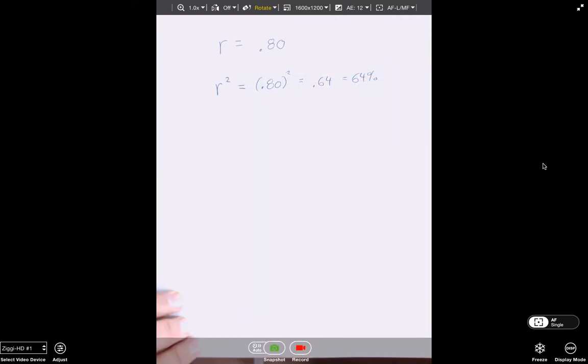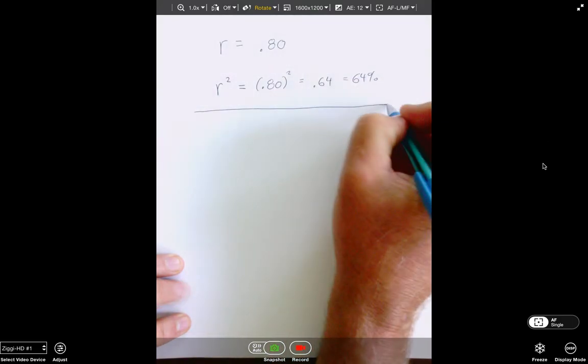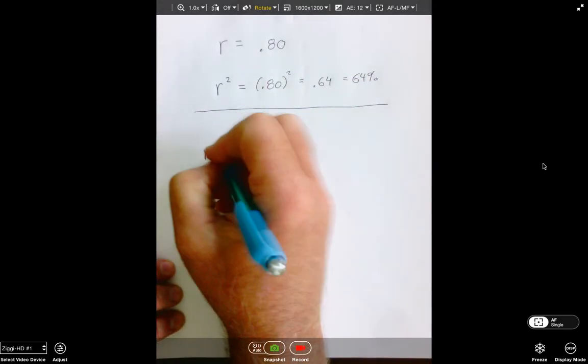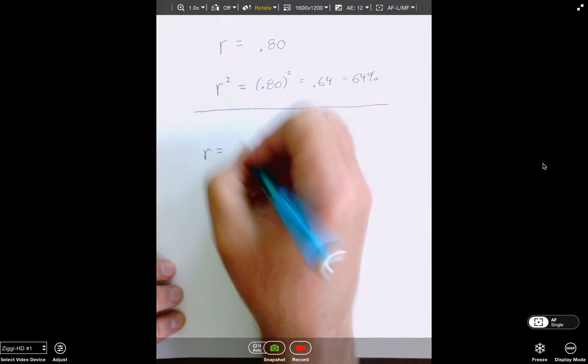Often we report our R squareds as percentages, so it would be 64%. So guys, within the next probably 10 minutes or so, I'm going to teach you more about R and R squared than you ever cared to know. Guys, the formula for R squared, the formula for R is ugly.